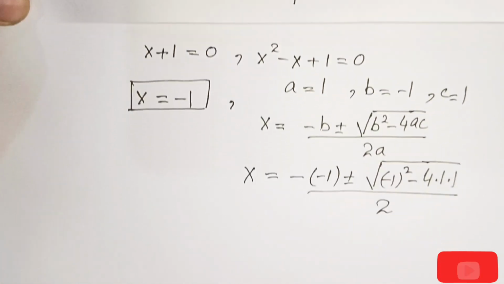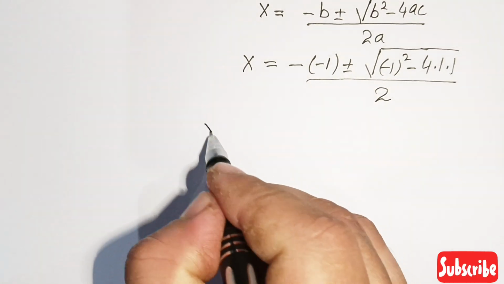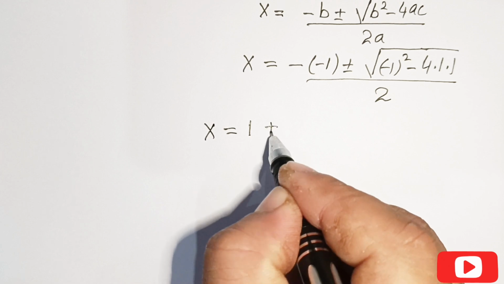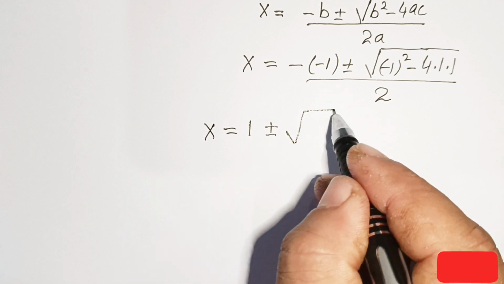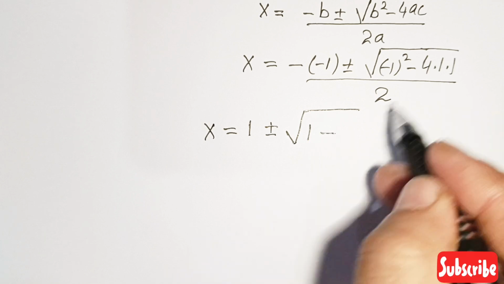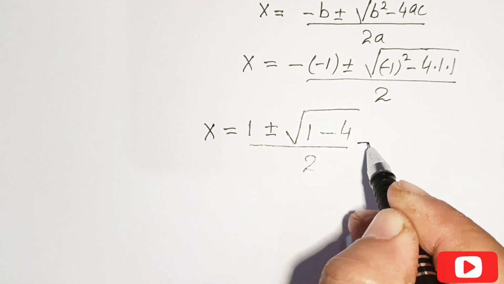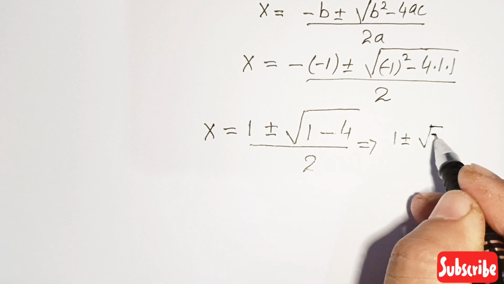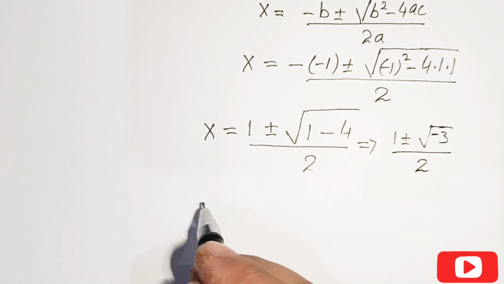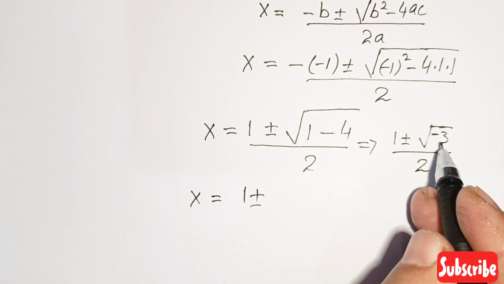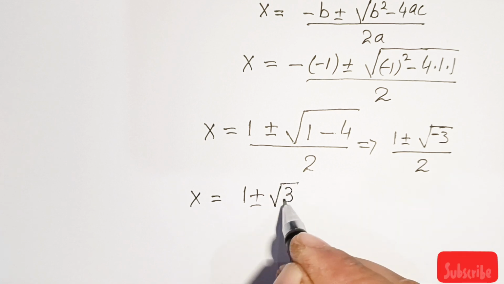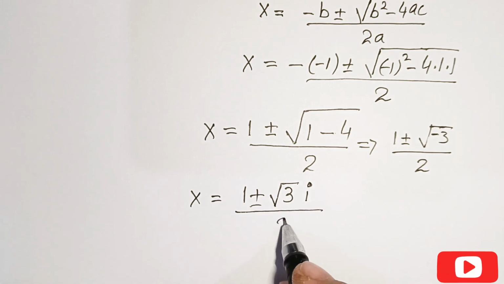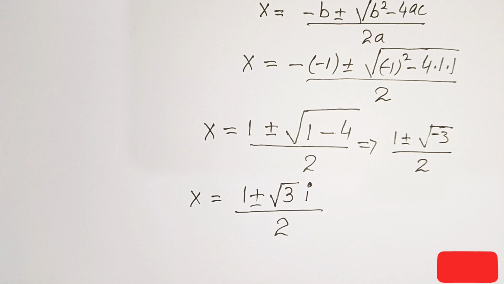Now here x is equal to, minus times minus is plus 1, plus minus square root of minus 1 squared will be 1, and here it is minus 4, all over 2. So x is equal to 1 plus minus square root of minus 3 all over 2. So x is equal to 1 plus minus, square root of minus 3 can be written as square root of 3 times i, all over 2. So here we have two more values of x, which is 1 plus minus square root of 3i all over 2.